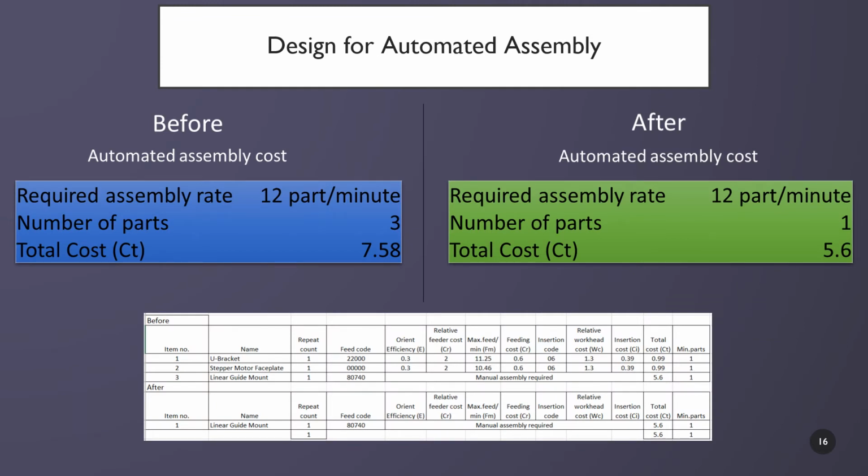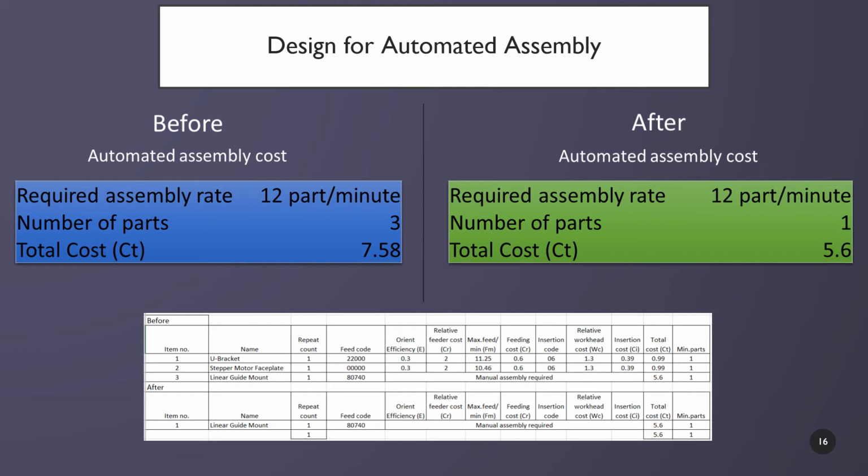After looking at our assembly sequence, we decided that we could redesign our parts for automated assembly. We started out with a required assembly rate of 12 parts per minute. We had 3 parts and a total cost of $7.58. After, we had 12 parts per minute still required with 1 part and a total cost of $5.60.